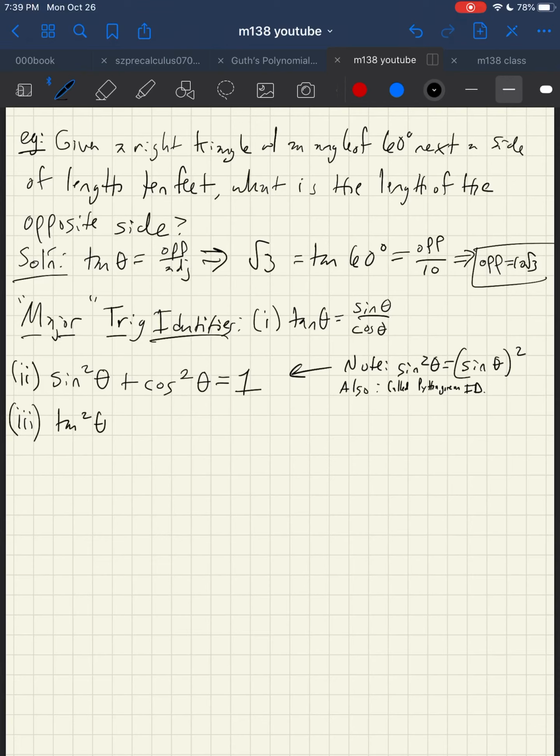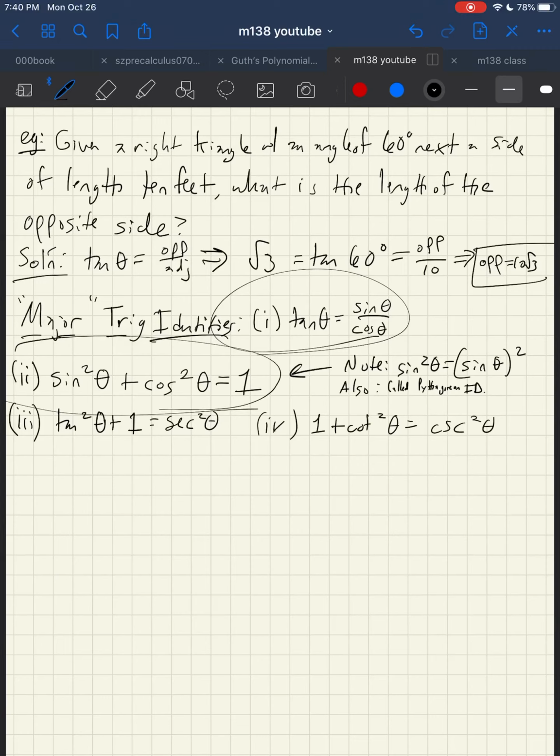So tangent squared theta plus 1 equals secant squared theta. And major identity number 4 is that 1 plus cotangent squared theta equals cosecant squared theta. You do need to know these. But basically, if you know this one and you know this one, you can derive the others pretty quickly. And honestly, you can derive 1 and 2 pretty quickly as well.